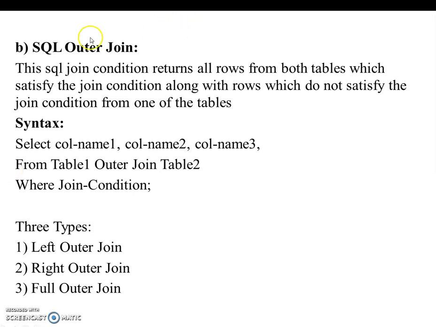Next one is the outer join. Outer join is a kind of join which returns rows from both the tables, but that result will depend on satisfying a join condition. And if that condition is not satisfied, then a particular result from either the left table, right table or both tables can be displayed.